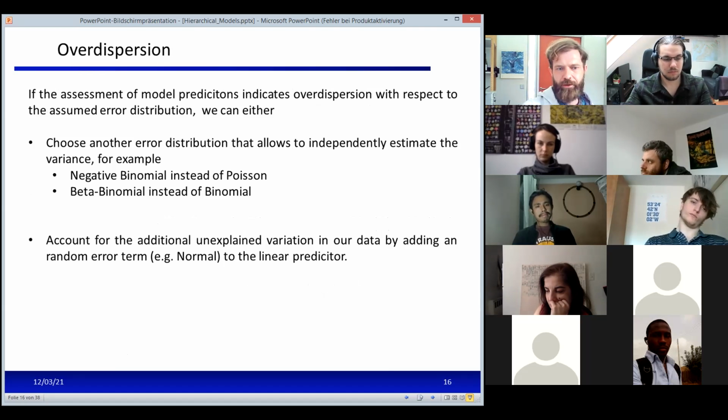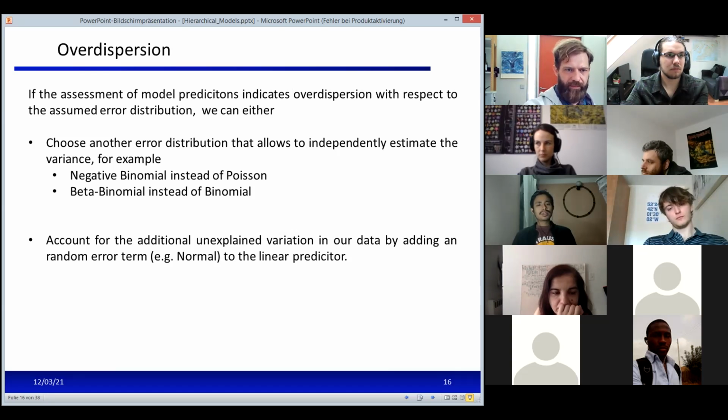One would be to choose another error distribution that allows us to adjust the variance. That could be a negative binomial instead of the Poisson distribution, or a so-called beta binomial instead of the binomial distribution. I don't want to go into any more detail there. Another possibility is to account for this additional unexplained variation in our data by adding an additional error term to our model.